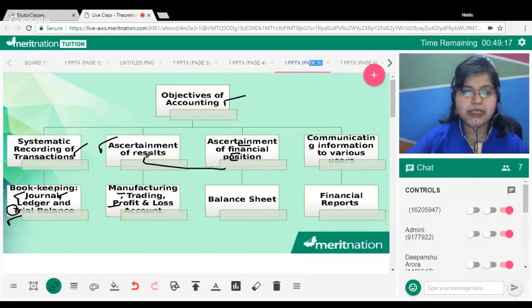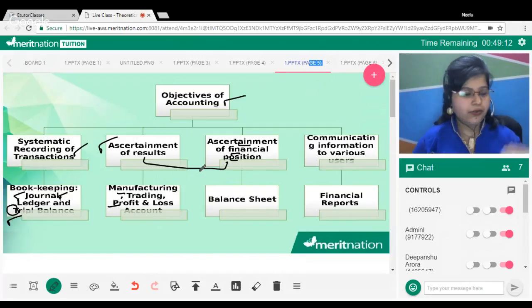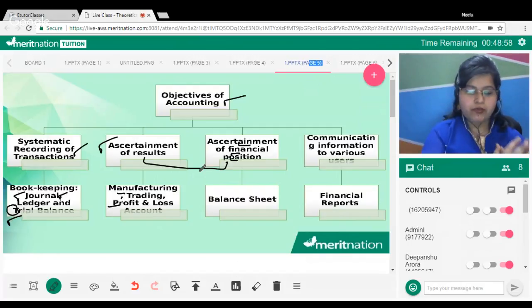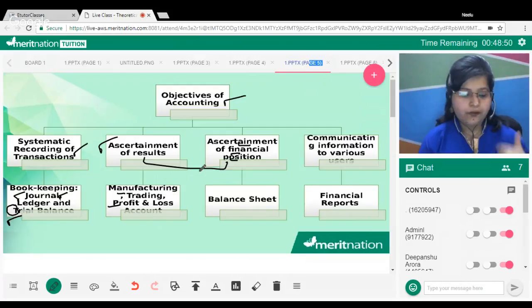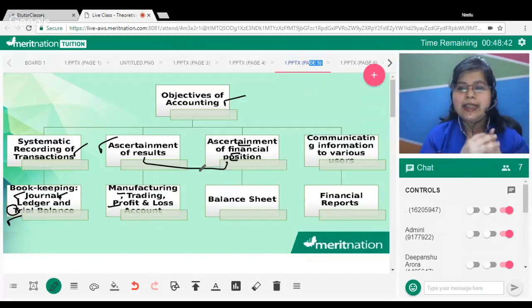Then is ascertainment of financial position. Now, guys, the difference between result and position. The results are how you perform the year round, and position is where you stand at the end of the year or on the date of the balance sheet. So, if I say that throughout the year you had a lot of expenses and incomes, that would give you the profit. But then, if we say on 31st of March, these are your assets, these are your liabilities, those assets and liabilities will tell us about the balance sheet.